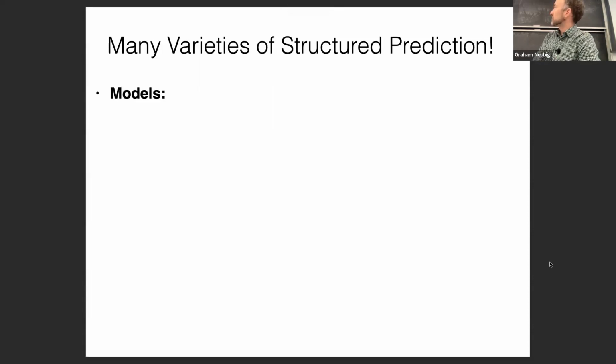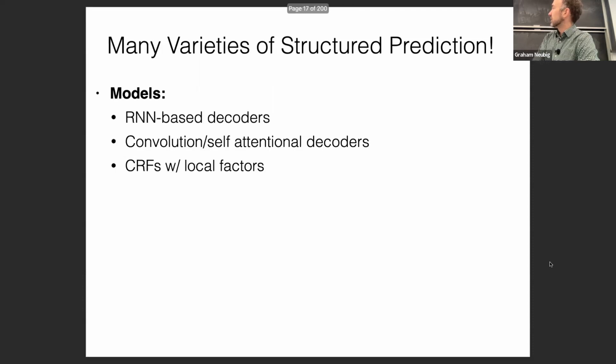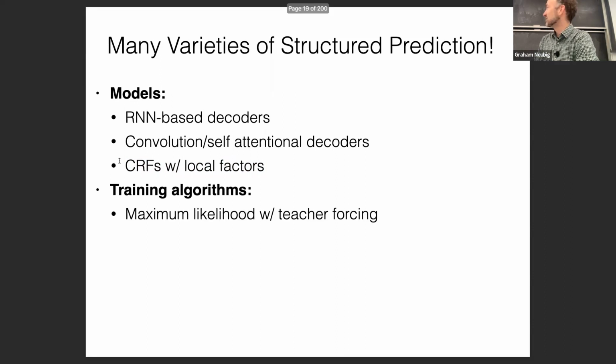There are many varieties of structured prediction. So we could have models like autoregressive decoders, RNN-based, convolutional, or self-attentional. I actually didn't talk about this anymore in the class. There are also conditional random fields, which you might have learned in other classes. I think it's a sign of an era that I don't talk about this in the class anymore, because it used to be very basic in NLP classes, but now we don't use it very much.